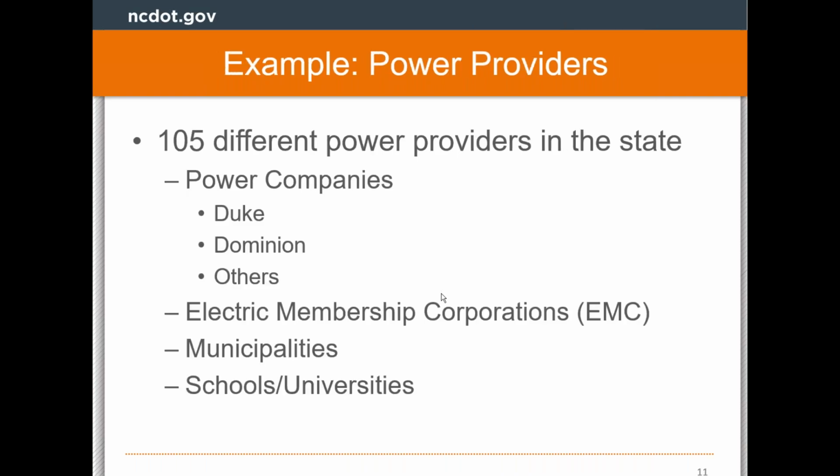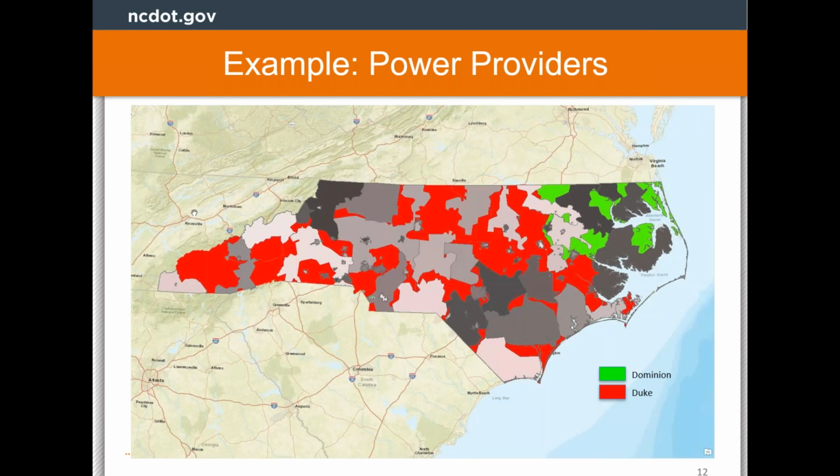If we just look at power providers alone, there's 105 different power providers in the state. And we have our major ones like Duke and Dominion, but there's a lot of others, including electric membership corporations, municipalities, and schools and universities. And how this plays out spatially is you can see here that Duke and Dominion cover a tremendous amount of our state. They're the ones in green and red here. But all those other gray areas are where the other power providers exist.